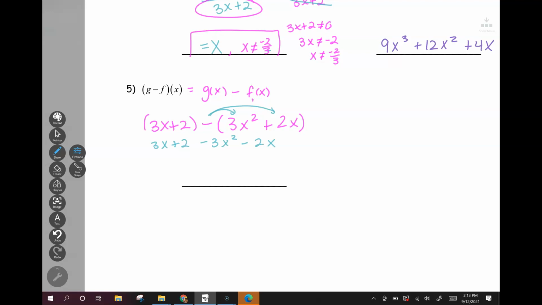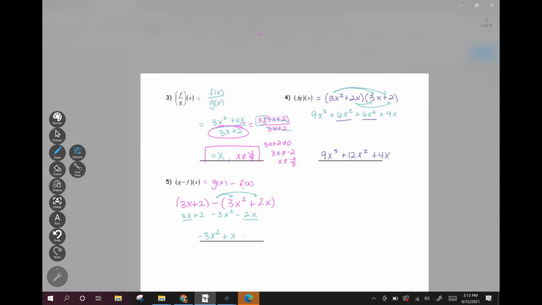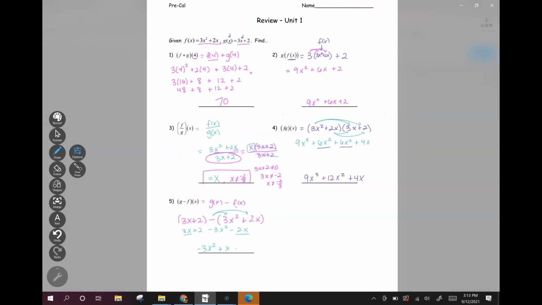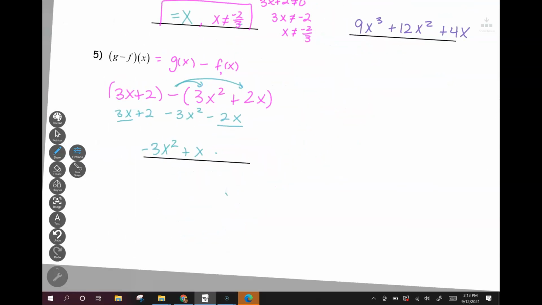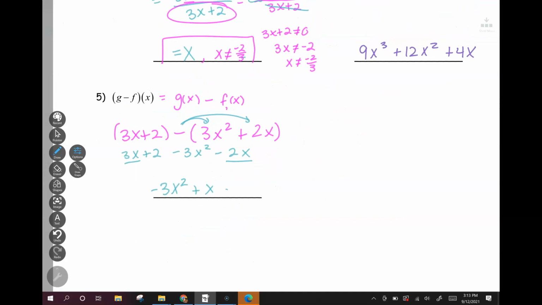Okay, let's combine like terms. I'm going to write the answer in standard form, although that is not required for it to be counted correct. Negative 3x squared. Combine the 3x minus 2x. That just gives me x. And then I've got, did I write something down wrong? No. Oh, I wrote it down wrong on my key. Okay, I'll fix that. So then plus 2.